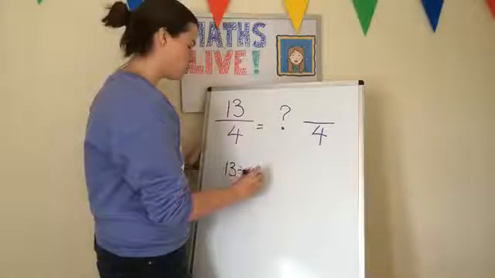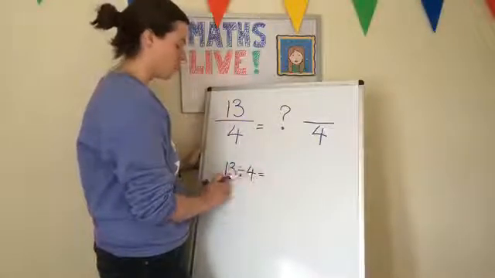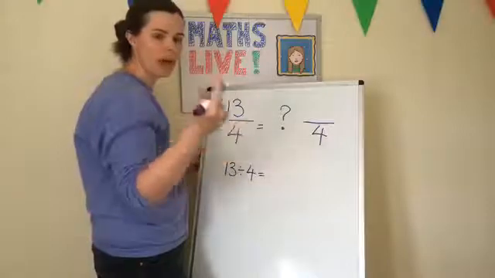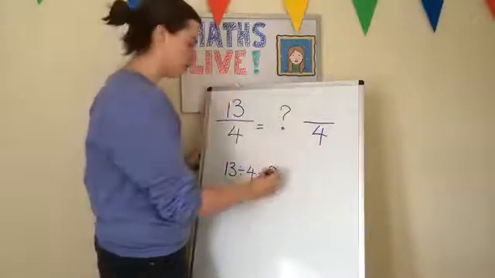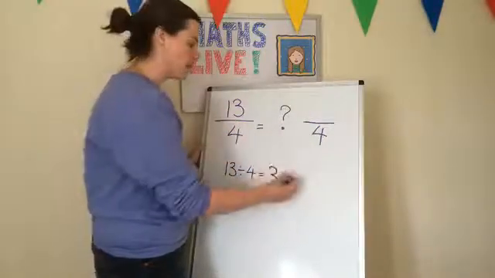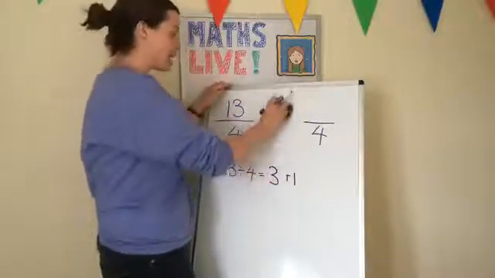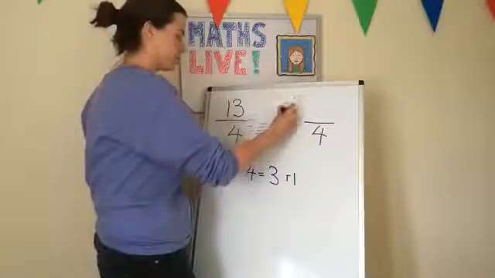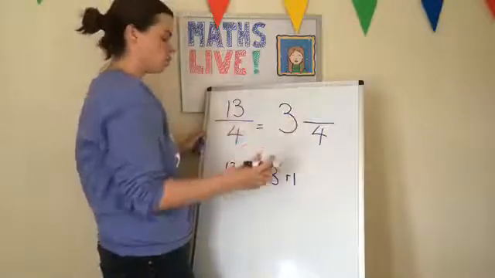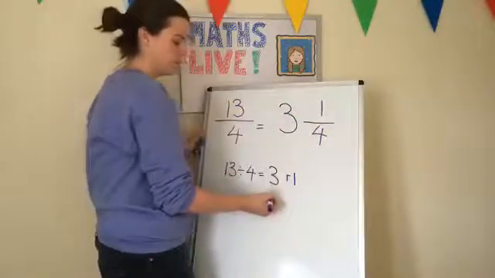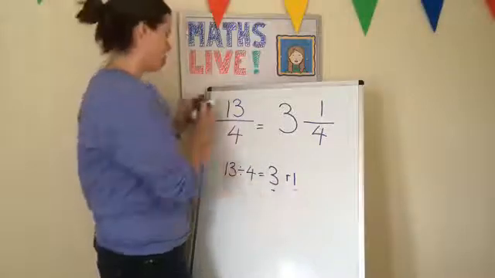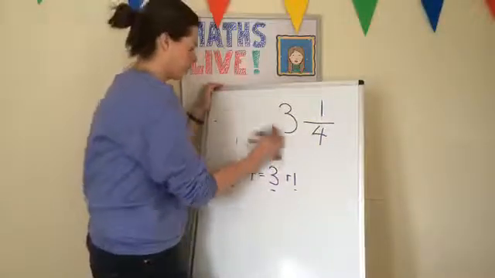How many groups of 4 are in 13? So 4, 8, 12, and then there's 1 remainder. So that's your answer. You've got 3 whole groups of 4, and 1 left over. Okay, I'll show you another one.